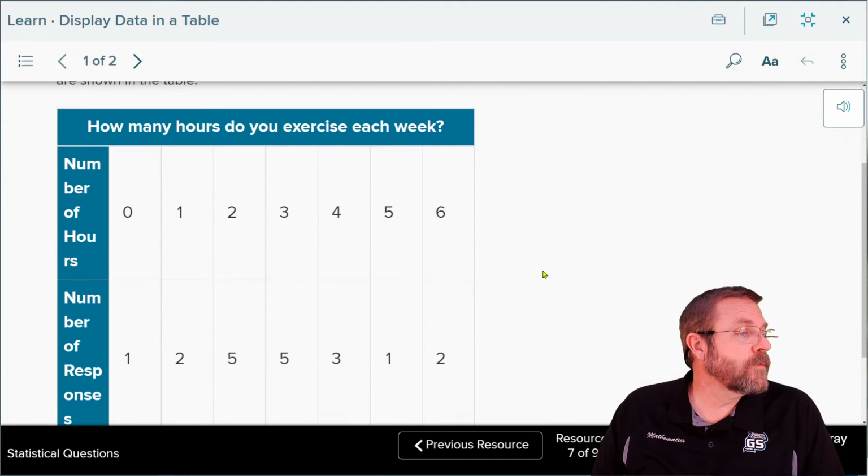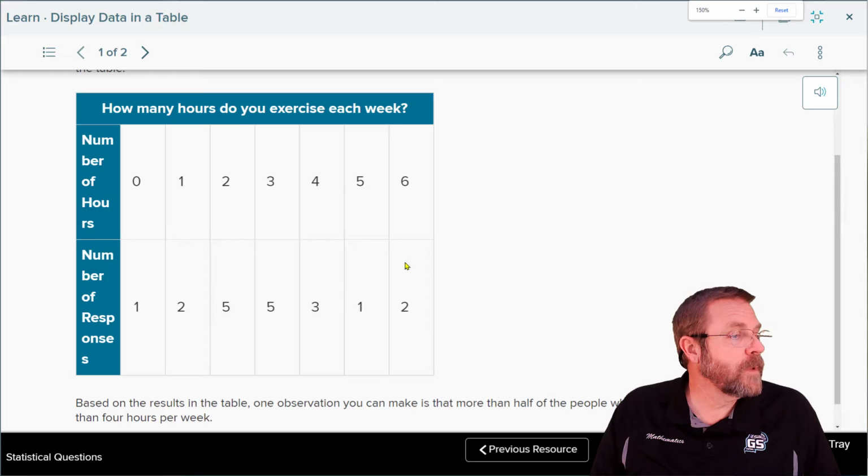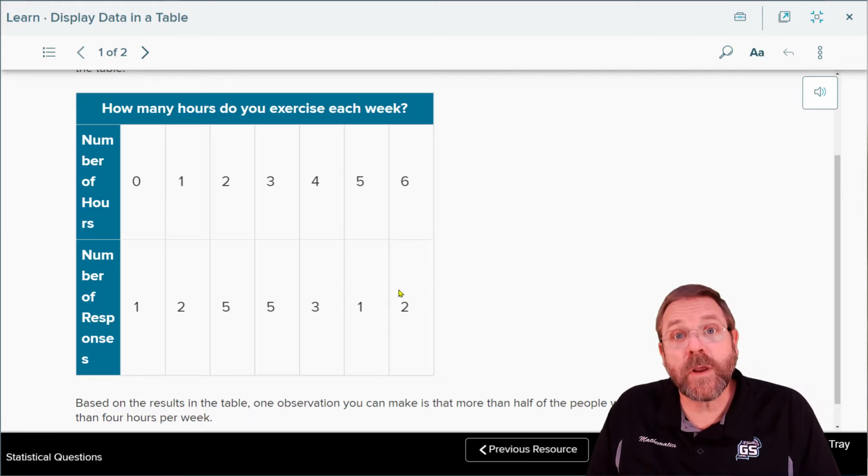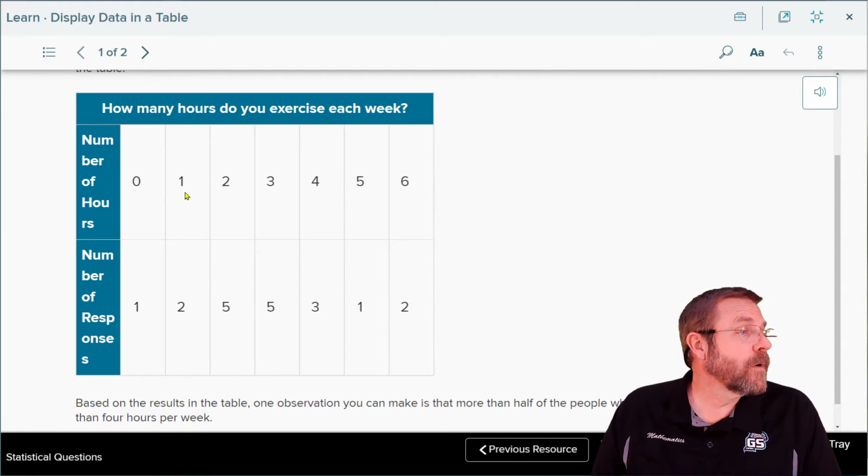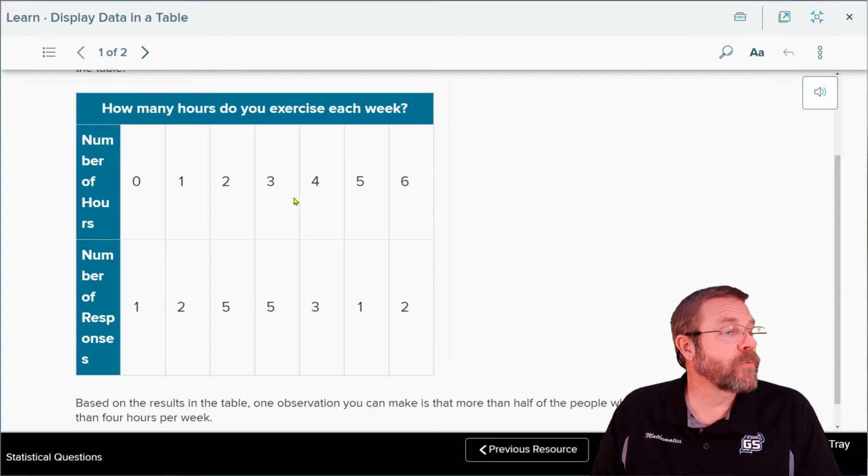So down here, if they ask how many hours, let's zoom in a little bit. One person said 0 hours. For 1 hour, there were 2 people. For 2 hours, 5 people. 3 hours, 5 people. 4 hours was 3 people. 5 hours was 1 person. And then you had these nutcases that exercise 6 hours a week, and there were 2 of them in there.